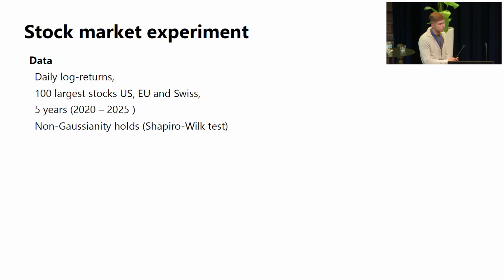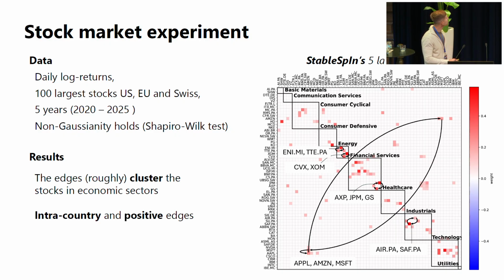So now moving on to a real data experiment, more like an exploratory experiment. In the context of the example that I showed you, we took stocks. We have the daily log returns from 100 stocks from the US, EU, and Swiss markets. We have 5 years of daily data, and we tested for non-Gaussianity in the data.